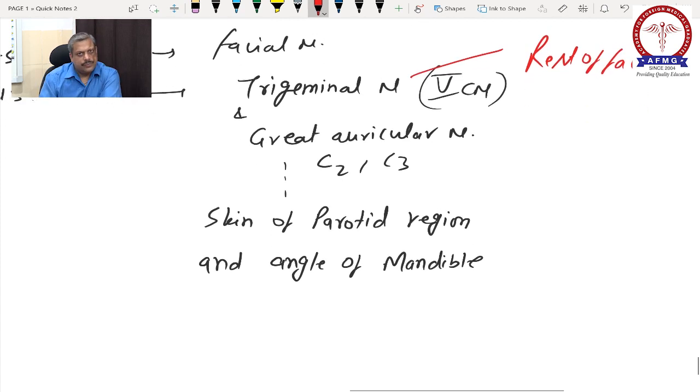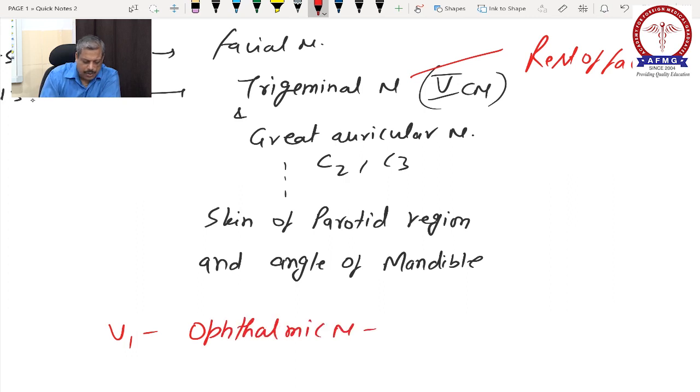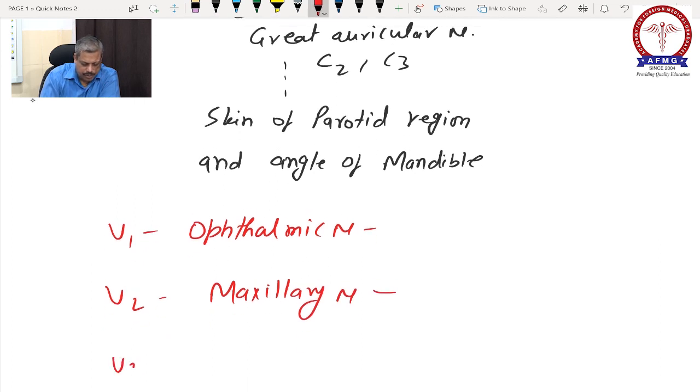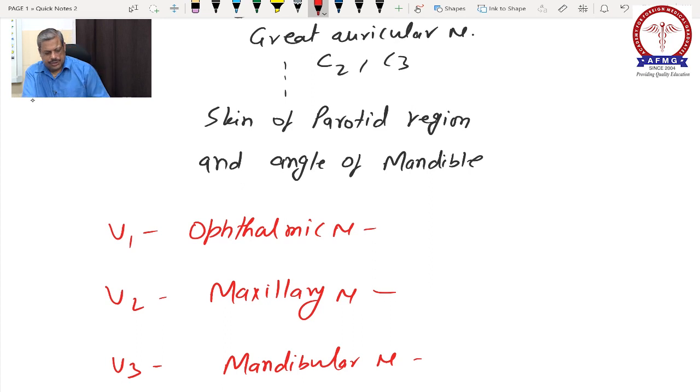See, the trigeminal nerve has three branches. So just remember, the sensory nerve supply of the rest of the face is the trigeminal nerve. Clear? Sometimes a question may be asked in further depth. The trigeminal nerve is divided into three branches. V1 is the ophthalmic nerve. Clear? The second division is the maxillary nerve. The third division is the mandibular nerve. Ophthalmic nerve, maxillary nerve, mandibular nerve.